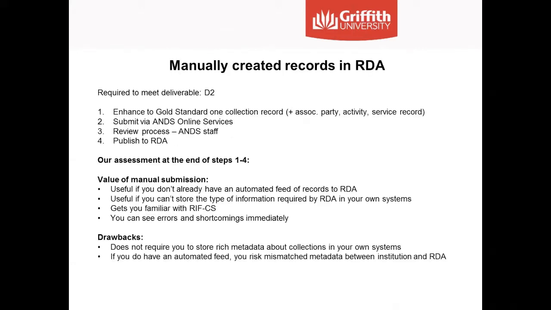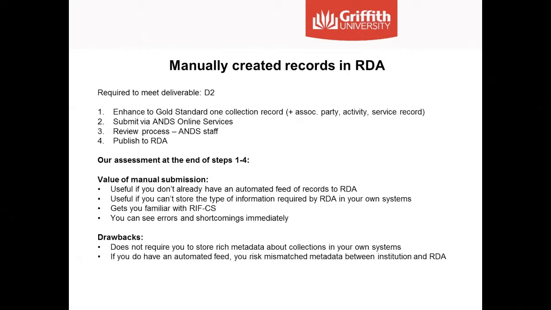So, the manually created records in RDA. This was required to meet deliverable B2. So we were required to enhance one collection record to gold standard, plus their associated party, activity and service records, submit this via ANDS's online services, then go through the review process with ANDS staff, and after review, we can publish it to the RDA.